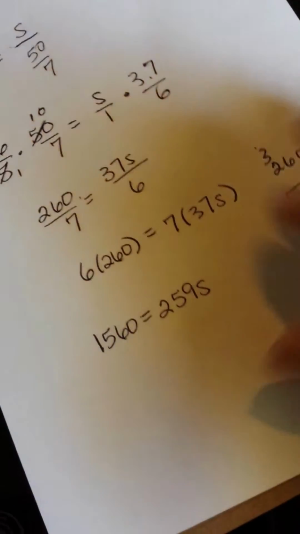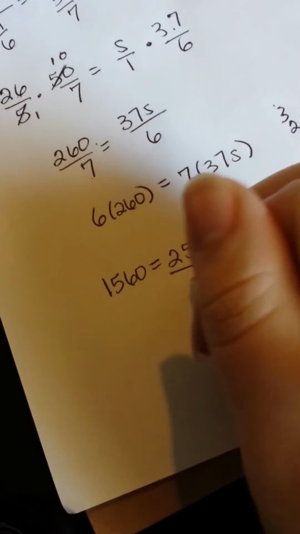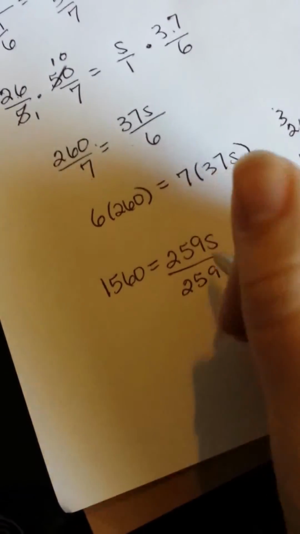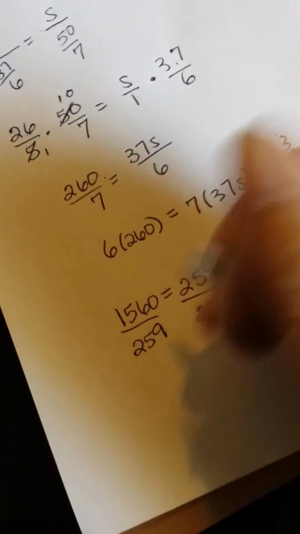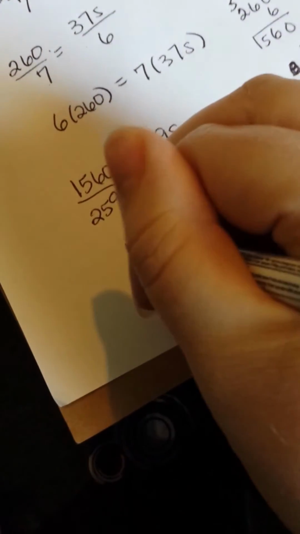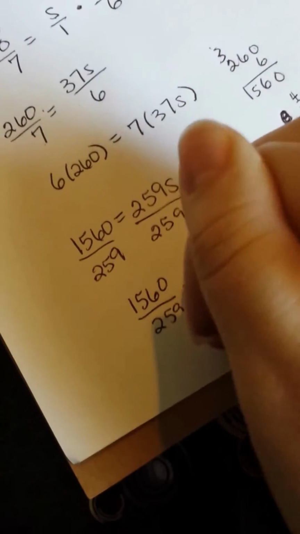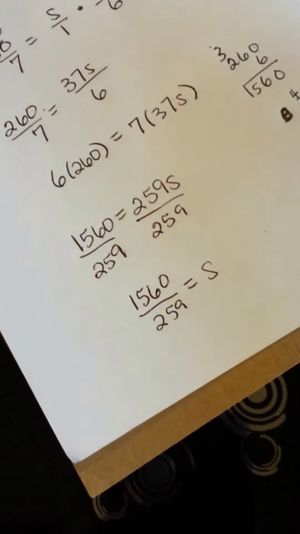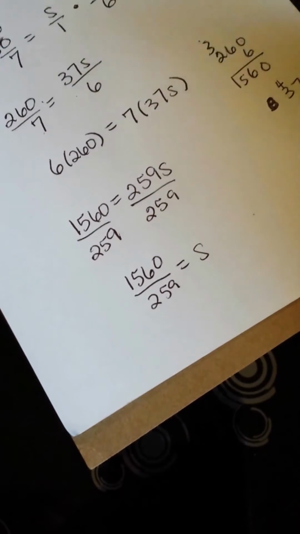And we would see if 1560 and 259 are divisible by the same number, because we're going to have to divide both sides by 259 to get S all by itself. So I have 1560 over 259 is equal to S, and we need to see if both of these are divisible by any particular number.